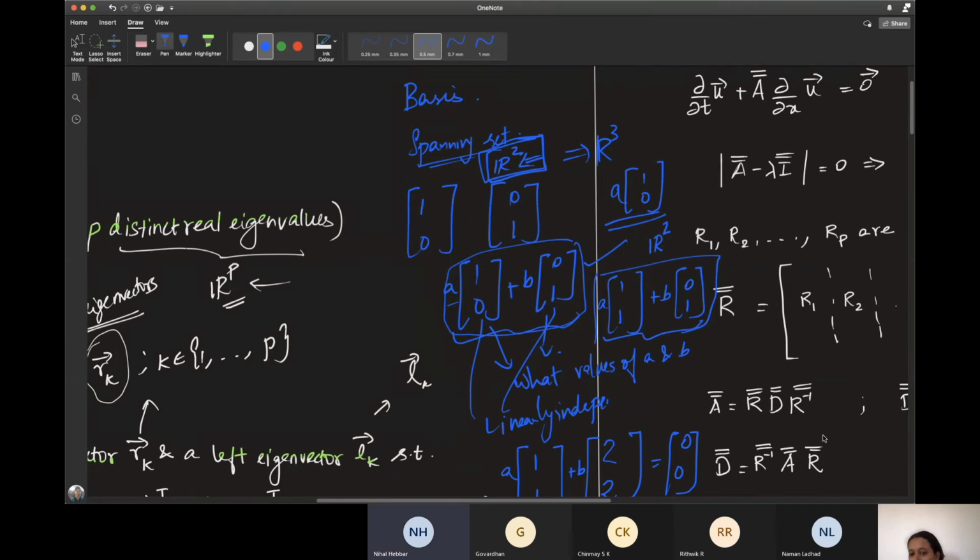Yes, ma'am. Okay. Yes, we can get all elements, because this will be equal to a plus b. Now a can be any real number, so yes, you can get all elements. Now b also can be any real number. That way you get all elements in R2.